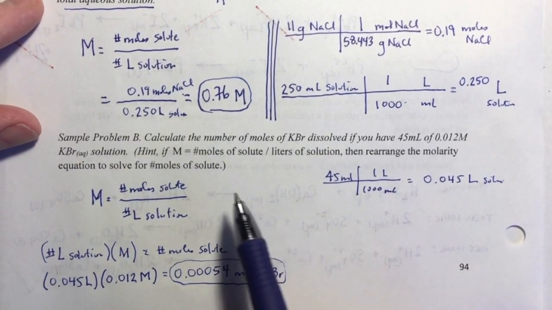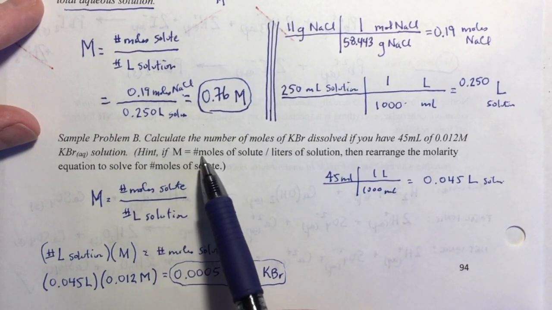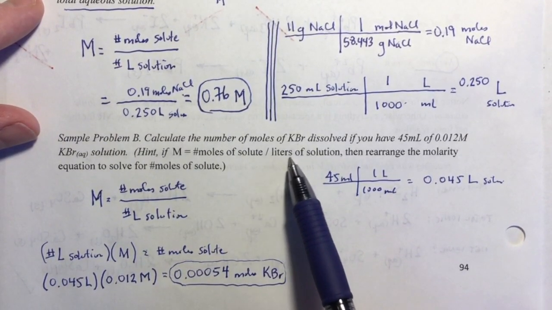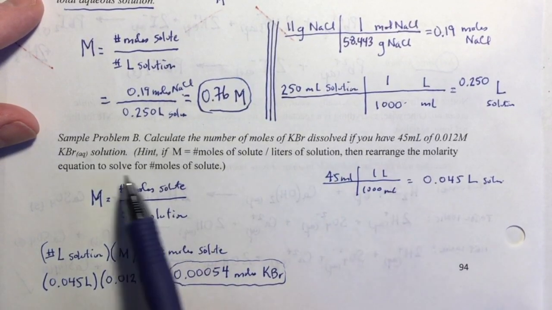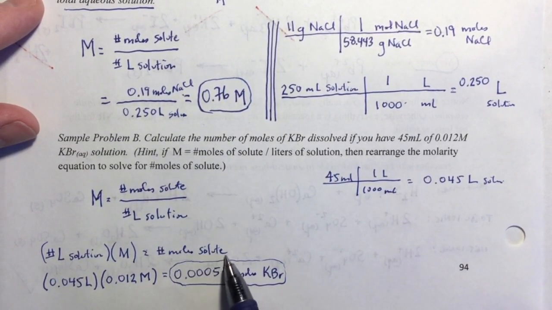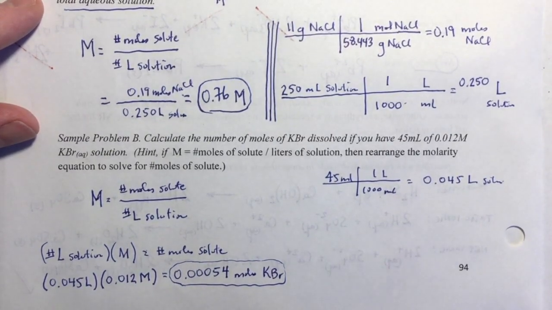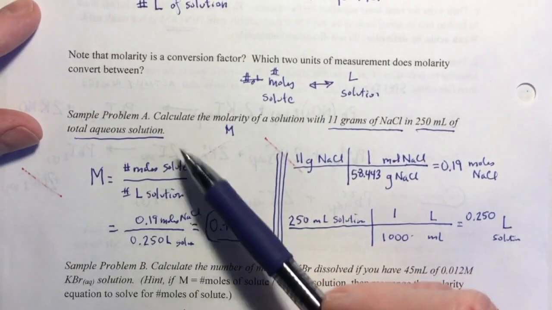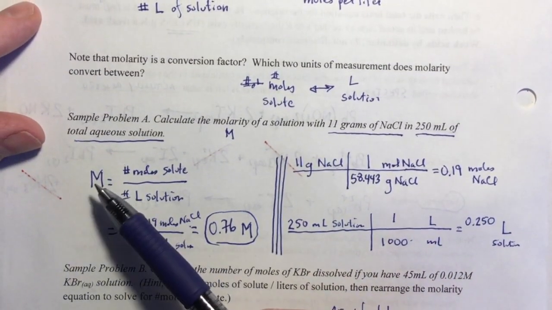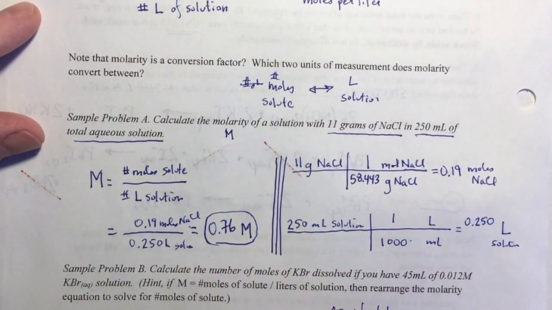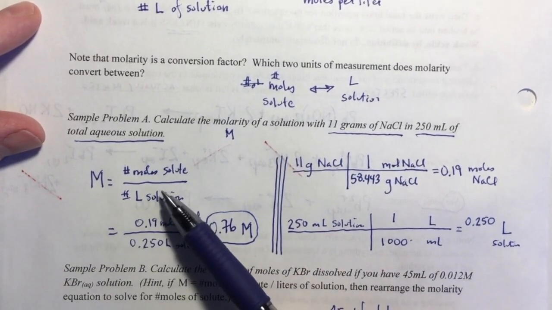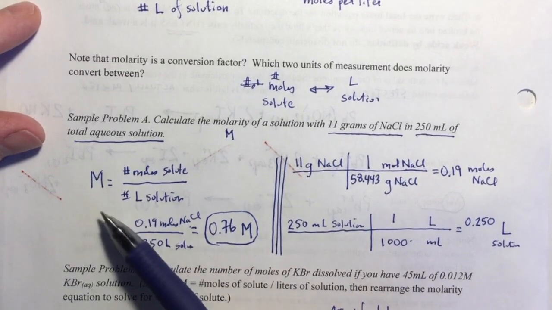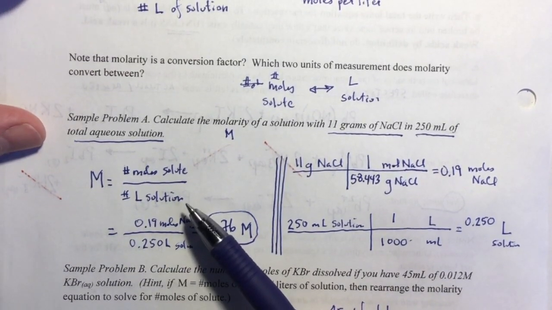So there we go. And the hint was here. If molarity equals moles of solute divided by liters of solution, then we needed to rearrange the molarity equation to solve for moles of solute, and that's exactly what we did. So we can use the basic molarity equation, and we can solve for molarity, or moles of solute, or liters of solution, just by treating it as an algebraic equation and rearranging it to solve for the unknown.